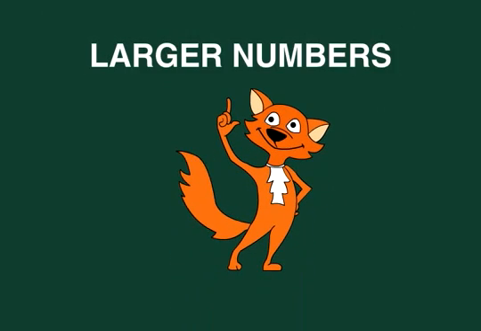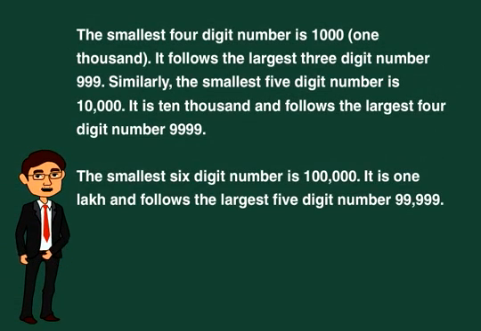Larger numbers. The smallest 4-digit number is 1,000. It follows the largest 3-digit number, 999. Similarly, the smallest 5-digit number is 10,000. It follows the largest 4-digit number, 9,999. Further, the smallest 6-digit number is 100,000. It is 1 lakh and follows the largest 5-digit number, 99,999. This carries on for higher digit numbers in a similar manner.